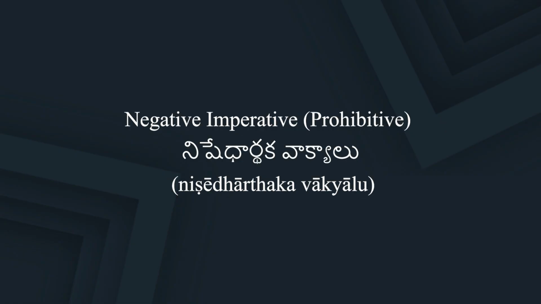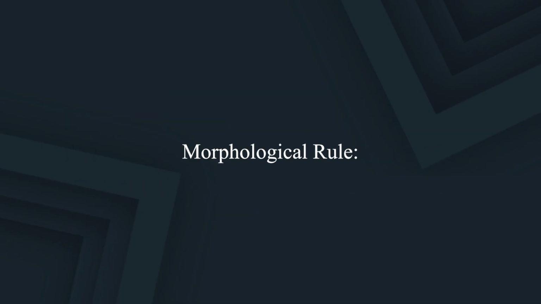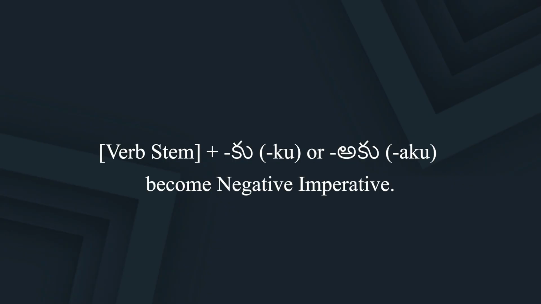The next one is negative imperative, which means నిషేధార్థక వాక్యాలు. Definition and function: negative imperatives serve a prohibitive function, preventing, discouraging, or forbidding an action. They express commands, requests, or advice in negated form. Morphological rule is that verb stem plus ku or aku becomes negative imperative.